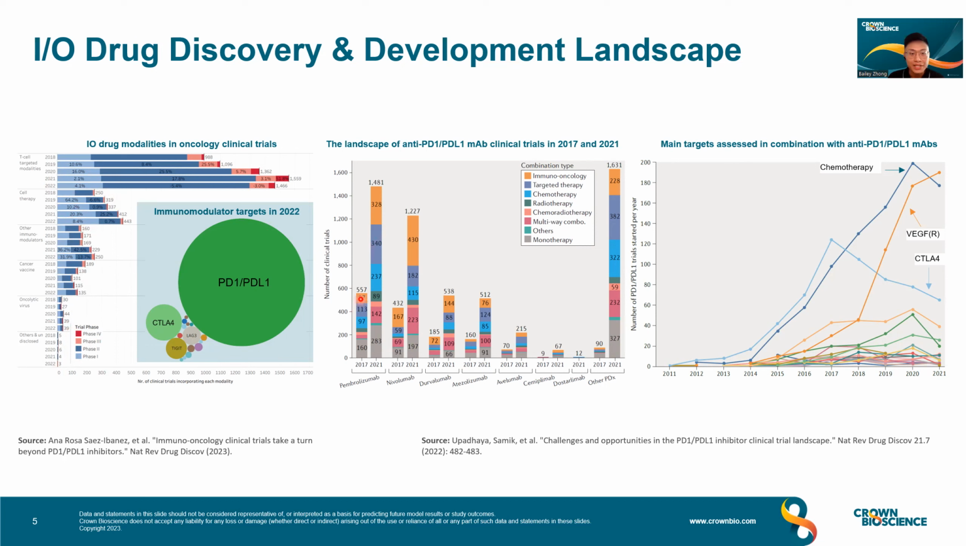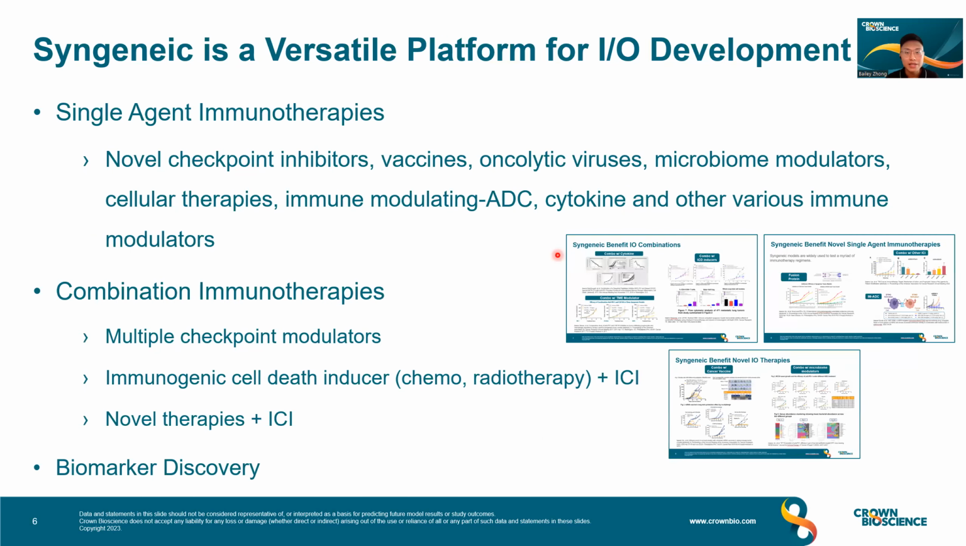We can see the PD-1 combo therapy has risen dramatically in the past 5 years. Interestingly, we are seeing a significant increase in PD-1 combination with either chemotherapy or VEGF-related therapy. But the new trials using CTLA-4 and PD-1 combo therapy decreased a lot. Now, let's talk about what the syngeneic platform can do around the current status.